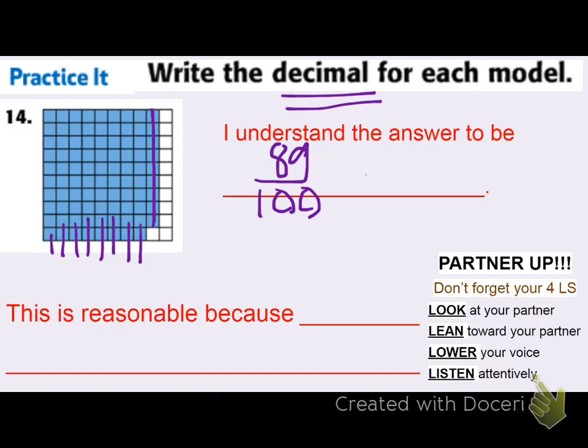So I can write 89 hundredths as a decimal. Here's my decimal, my barrier, the separator. My decimals go on this side, the values that are less than 1, and I can write 89 with the 9 in the hundredths place. It's reasonable because there's 89 out of 100 shaded in the model that was given.